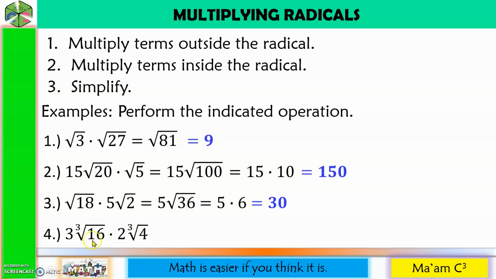Another one, 3 times 2 is equal to 6. 16 times 4 is equal to 64. Cube root of 64. Cube root of 64 is equal to 4. So this will be equal to 6 times 4. And 6 times 4 is equal to 24.